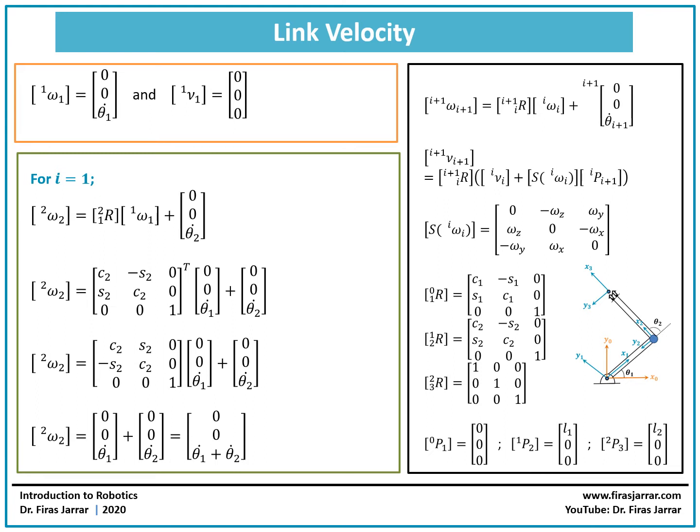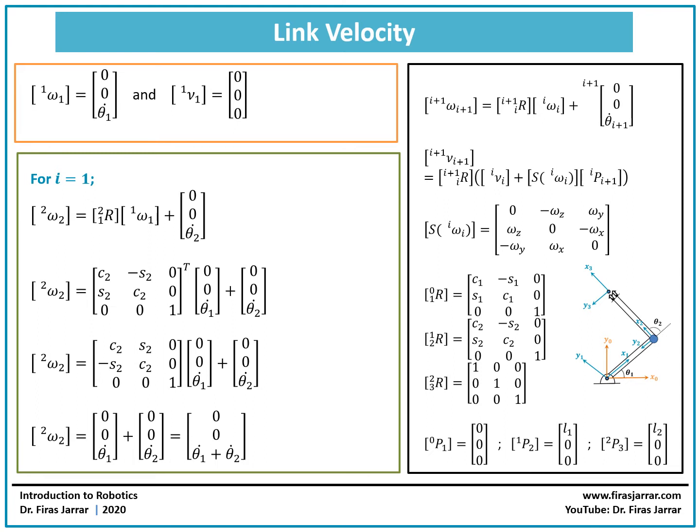Omega 1, where do I find this? I can find it here from the previous slide. I already found that omega 1 is going to be 0, 0, theta 1 dot, plus the term from the formula itself. So we just bring it here. So now I need to find the transpose of this matrix. This row becomes a column. So cosine 2 becomes here, minus sine 2 here, and 0 comes here. For the second row, I have sine 2, cosine 2 comes here, and then 0, and finally 0, 0, 1.